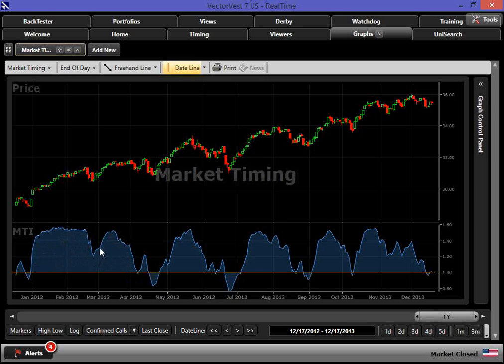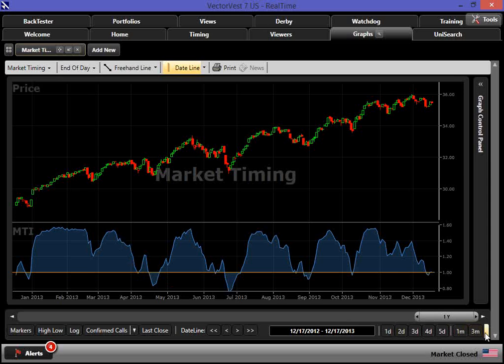There's a phrase in there somewhere. I'll coin it later on. All right, so here's another concept. I want the MTI to be rising when I'm buying stocks. When it's falling, I'd rather be shorting or selling or going to cash.